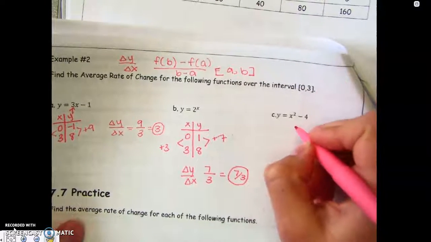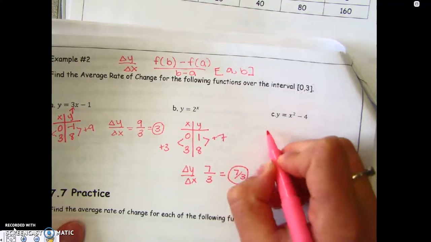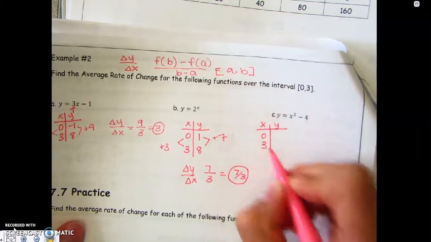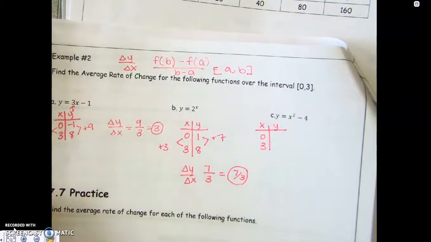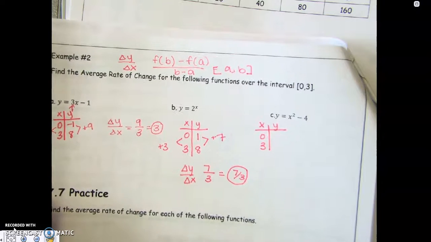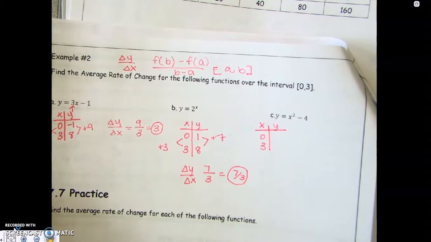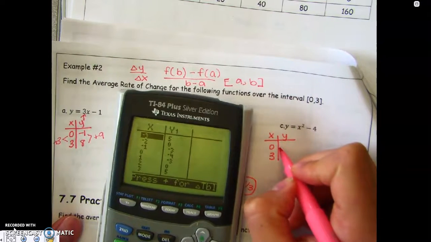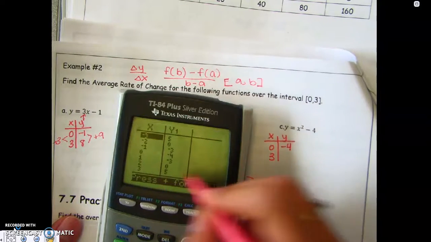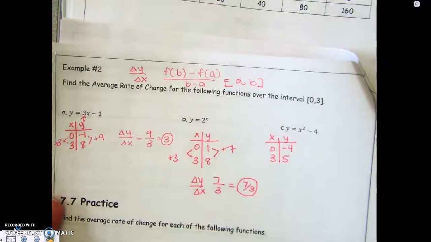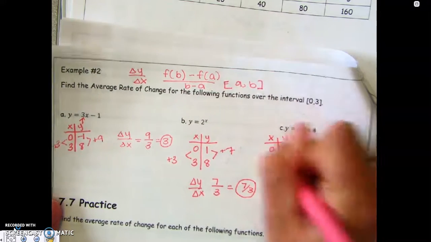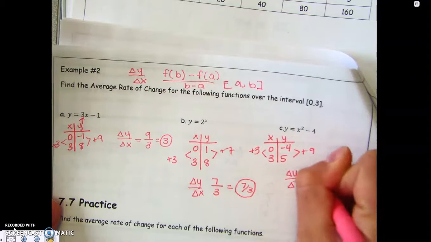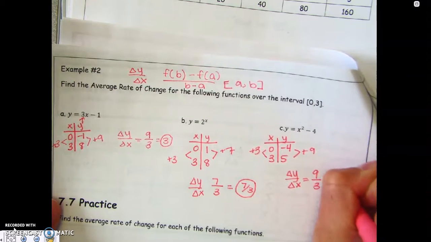And then my function C, notice this is a parabola because of the x squared. So it's not a line. It doesn't have a consistent rate of change. So I'm just going to, again, look at those 2 specific points. I'll plug it in my graphing calculator and look at my table. At 0, I have an output of -4, and at 3, I have an output of 5. So I'm increasing by 9, and I'm increasing by 3. My rate of change is 9 over 3, which is just 3.